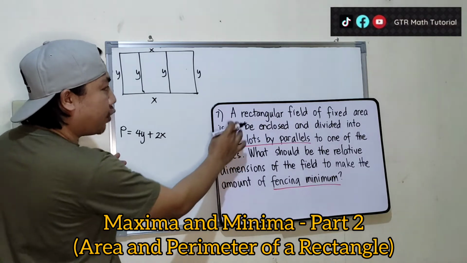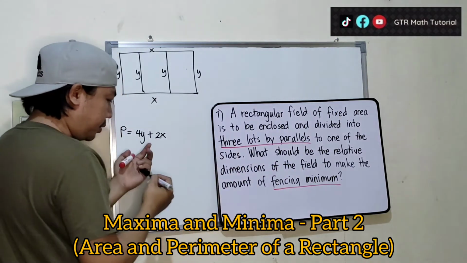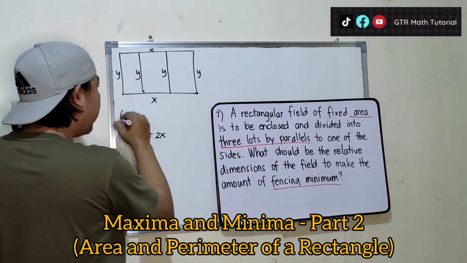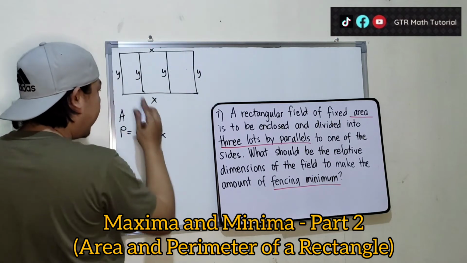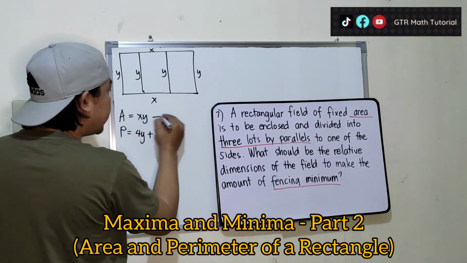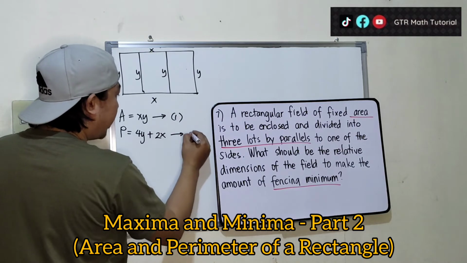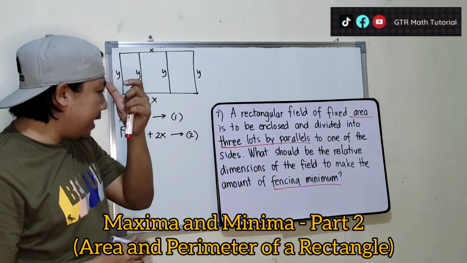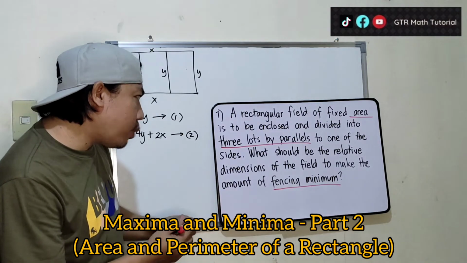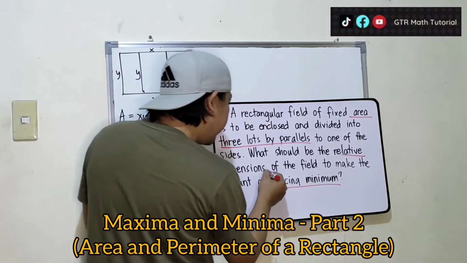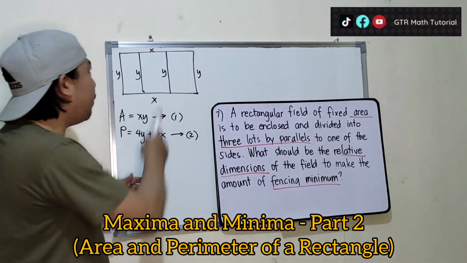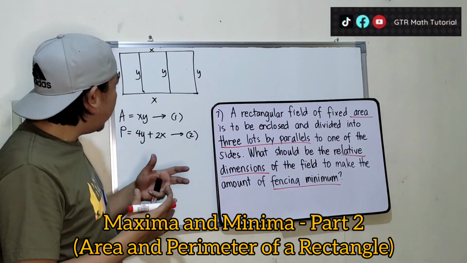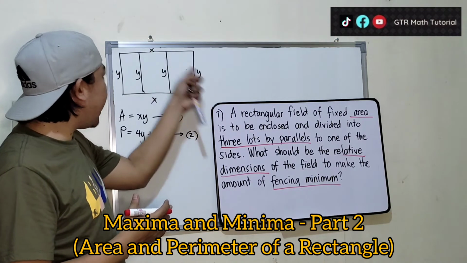So the first equation is for the rectangular field of fixed area. The other equation is the area of the bigger rectangle, area equals xy. So this is our equation number 1, and then equation number 2, the perimeter. So we want to minimize the amount of fencing. What the question asks is, what should be the relative dimensions? So we're just looking for the dimensions of x and y. Since there are no given numbers, you just want to solve the equation for x and y.